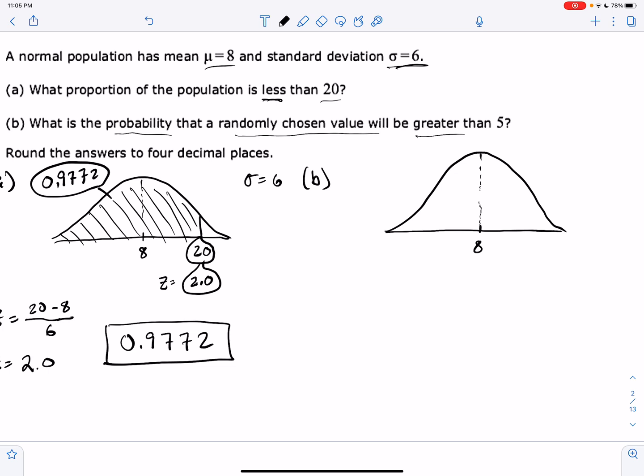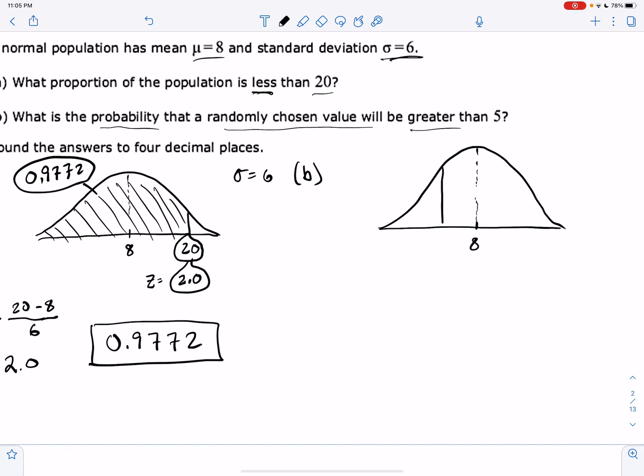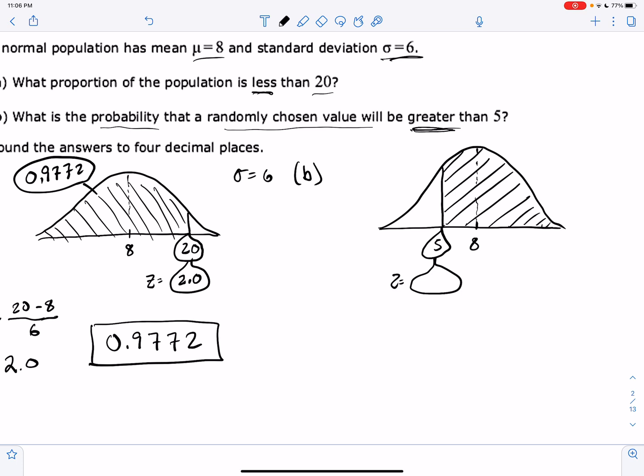Now 5 is to the left of 8, so when we convert that to its z value, we're expecting a negative value. It says it'll be greater than 5. Well, greater than 5 is to the right of 5. All right, so I need to convert this to a z value. No problem. We have our equation that'll help us out with that, and that is z equals the x value that we're looking for, this raw value of 5, minus the mean 8, divided by standard deviation 6. So the z value that we're going to get is going to be a negative number, negative 0.5.